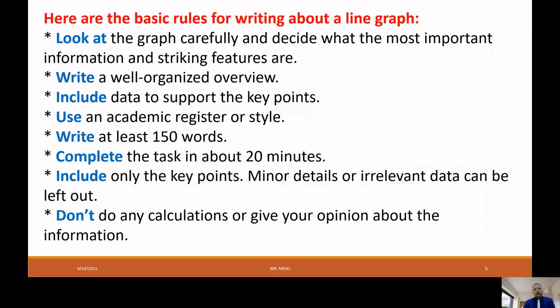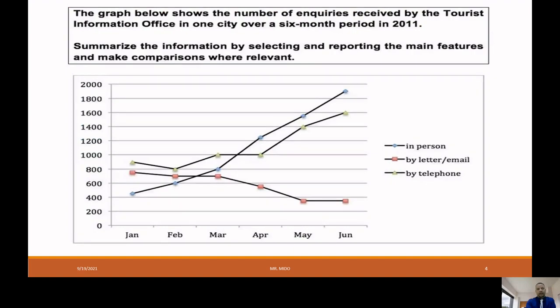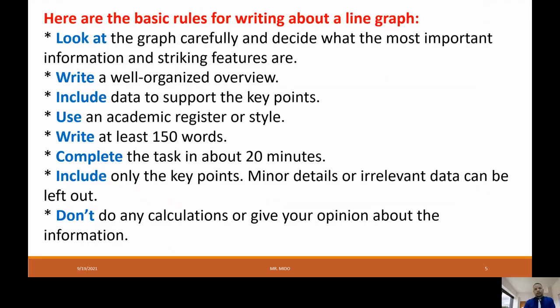For a line graph, you have to look at the graph carefully and decide what the most important information and striking features are. I told you before, the first point was about the highest point and the second about the lowest point, and also about the 3 ways of inquiry: in person, by letter or email, or by telephone. You have to write a well-organized overview. They want you to write a report.